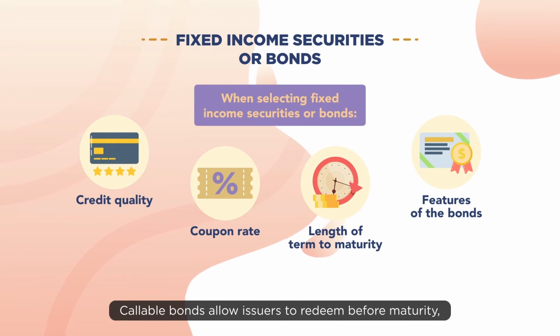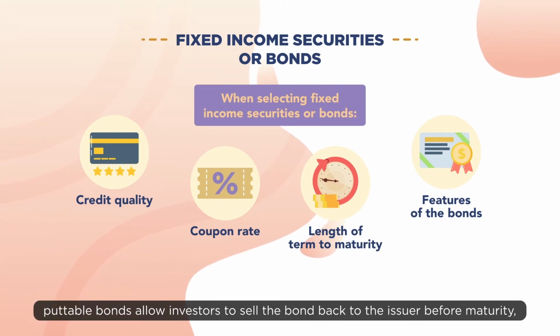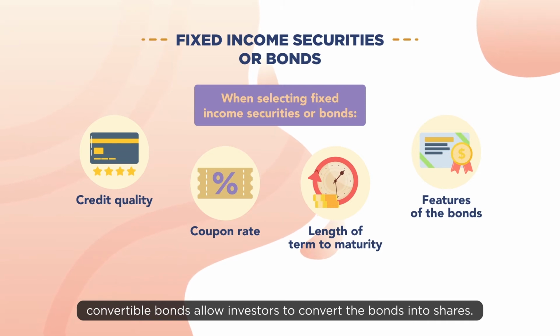Callable bonds allow issuers to redeem before maturity. Puttable bonds allow investors to sell the bond back to the issuer before maturity. Convertible bonds allow investors to convert the bonds into shares.